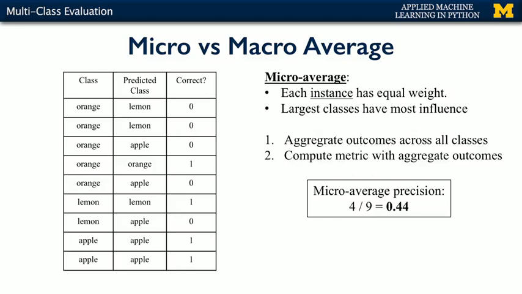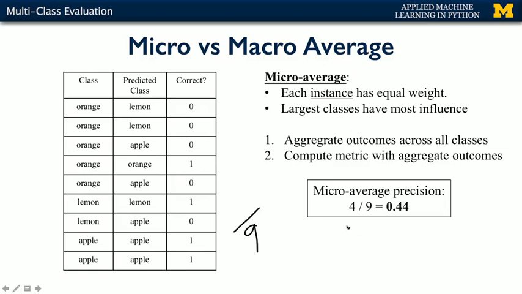Micro average precision is computed a little differently, and it gives each instance in the data results here equal weight. In micro average precision, we don't compute precision for each class separately. We treat the entire set of results here as an aggregate outcome. So to compute micro average precision, we simply look at how many of all of the examples. We have 9 examples here in total.